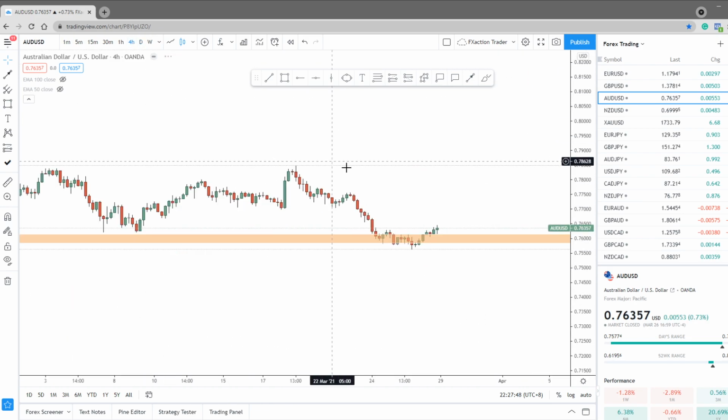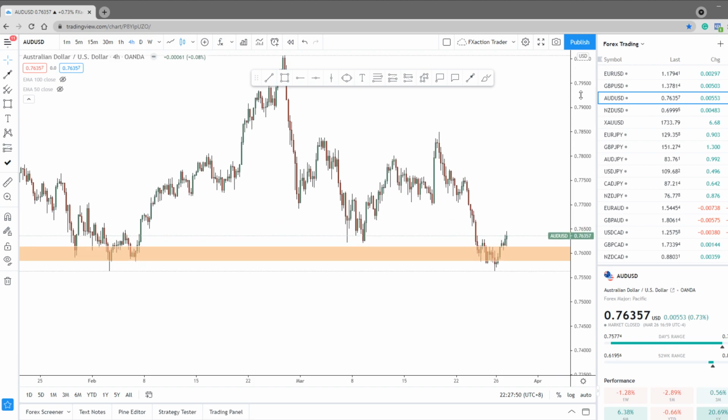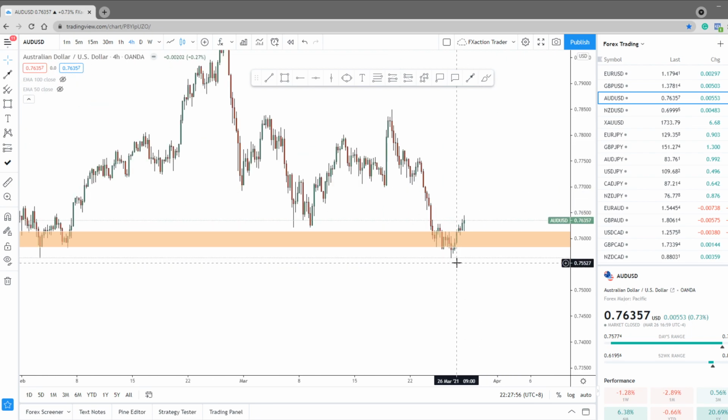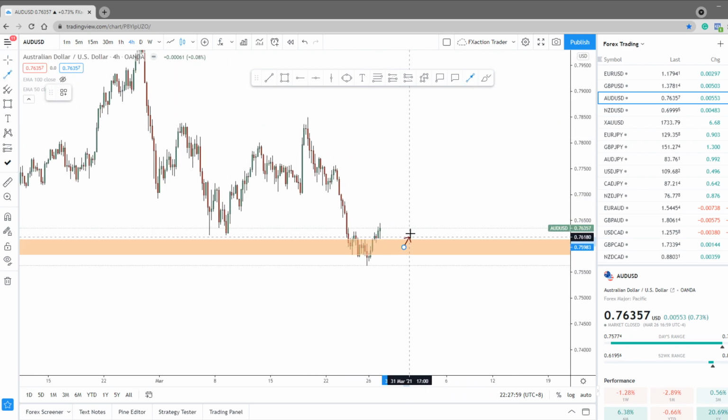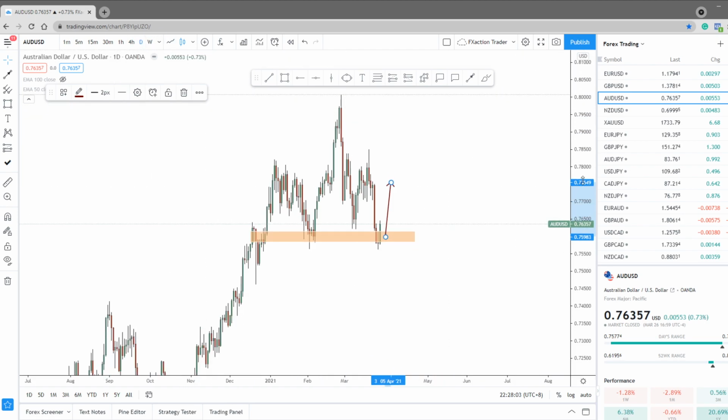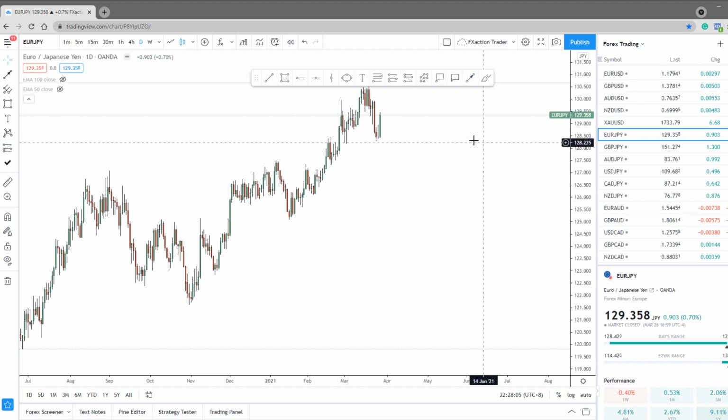Looking on H4, what we can do is look for a buy signal with a very strict stop loss just below the support area and continue to hold. Let us have a look at Euro Yen.